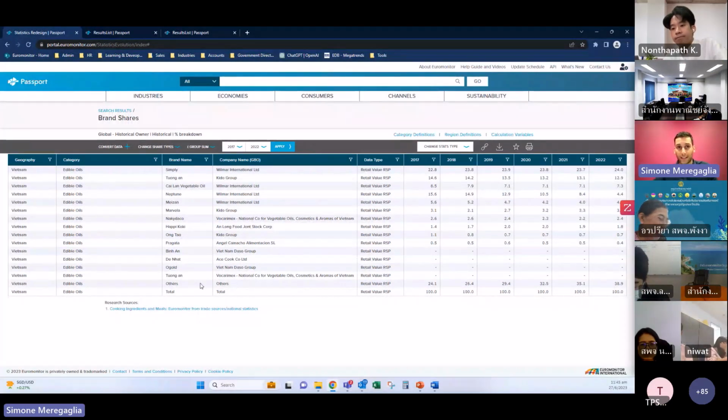But if in a country you see that others has a very high value, it means that that market is not really dominated by a big player, but there are many small players playing in that market. So this is also information that you want to look out for, whether you have many big players or not. In this specific case, you have 1/4 of the market that is Simply, and then all the other brands don't have a huge market share. So it's fairly well dominated by small brands, small players in Vietnam for edible oils.